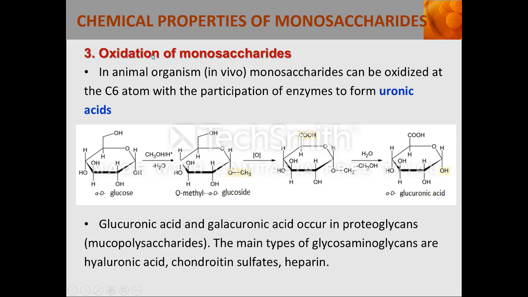In animal organism in vivo, monosaccharides can be oxidized at C6 carbon atom with the participation of enzymes to form uronic acid. Here you can see formation of alpha-D-glucuronic acid. Before oxidation, we should avoid cyclo-oxo tautomerism and protect aldehyde group before oxidation. Glucuronic acid and galacturonic acid occur in proteoglycans, mucopolysaccharides. The main types of glycosaminoglycans are hyaluronic acid, chondroitin sulfates, and heparin.